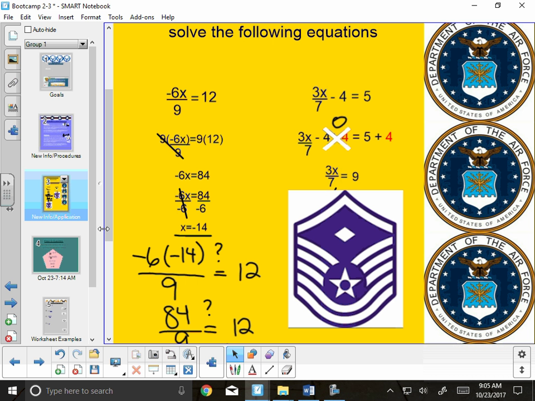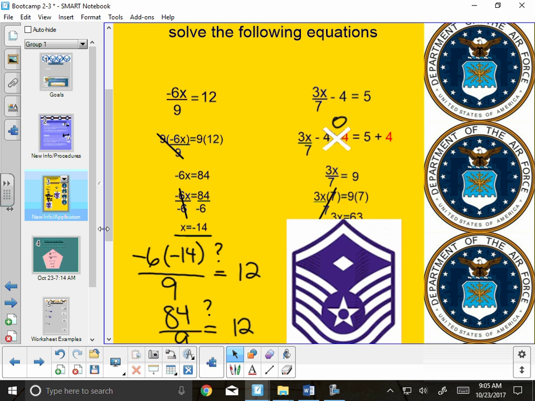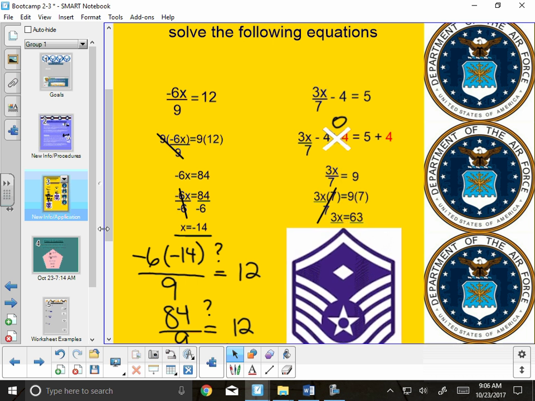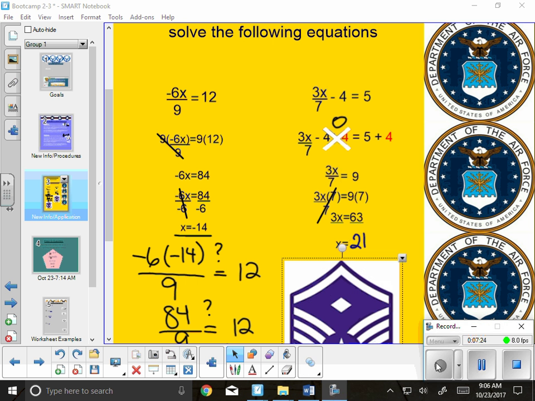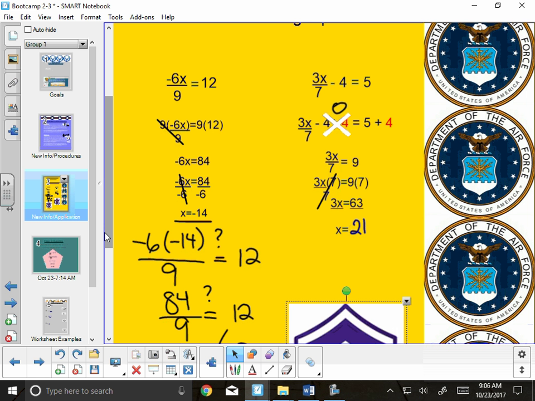And just like over here on the other side, to get rid of that denominator we're going to multiply. So we're going to multiply both sides by 7, and when we do that, we're going to end up with 3x equals 63. Now, we're going to divide both sides by 3 to get that x alone, and 63 divided by 3 equals 21. And again, just like before, we can go ahead and check it. We can multiply 3 times 21, which will give us 63. 63 divided by 7 is going to give us 9, and 9 minus 4 equals 5.